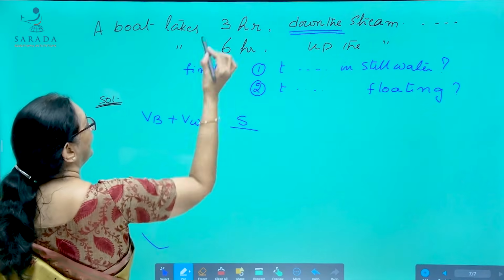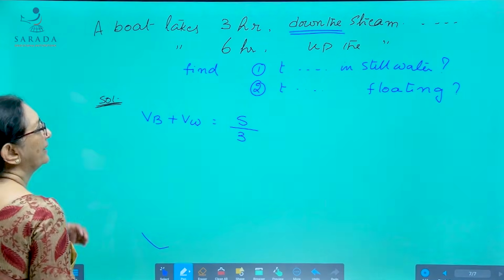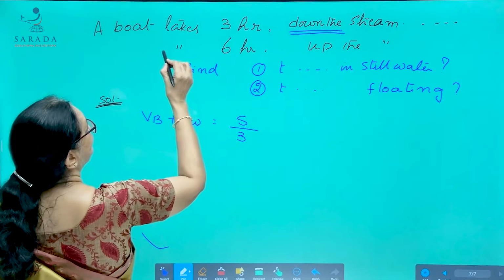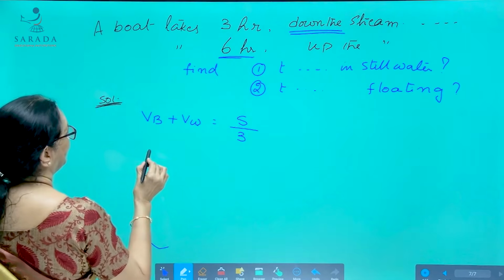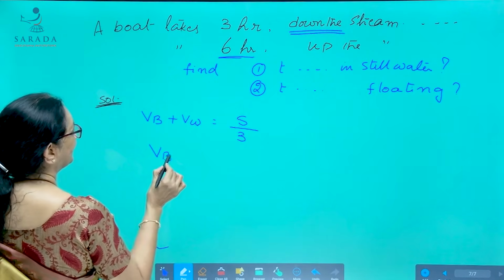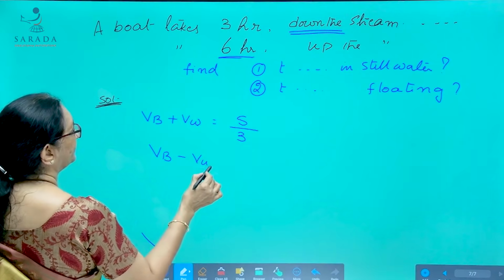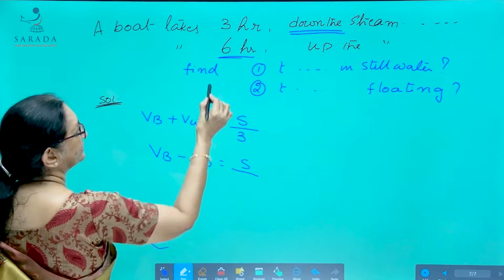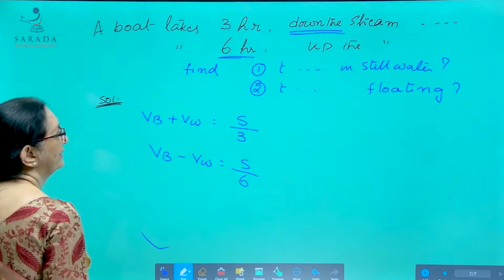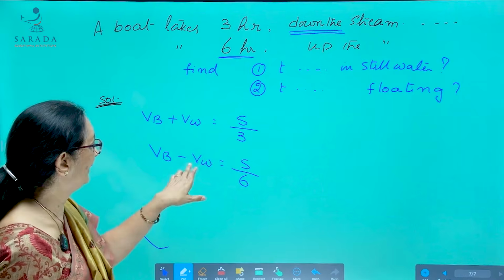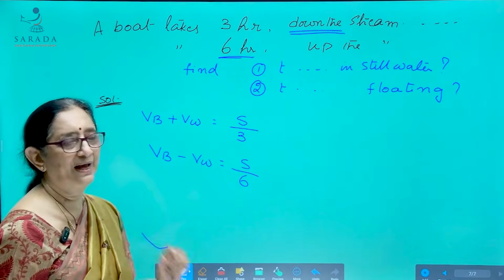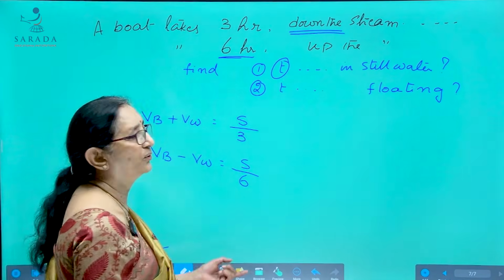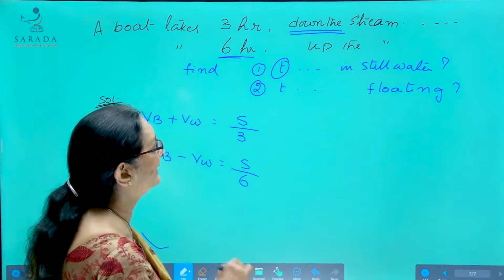by T. Here, the time taken to cover the distance down the stream is 3 hours. And it covers the same distance up the stream in 6 hours. When it is moving up the stream, VB minus VW is equal to S, because it covered the same distance but in 6 hours now. So the next equation is VB minus VW is equal to S by 6. What is asked? What is the time taken to cover the same distance in still water?